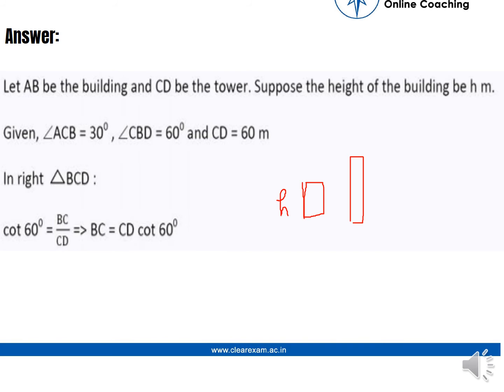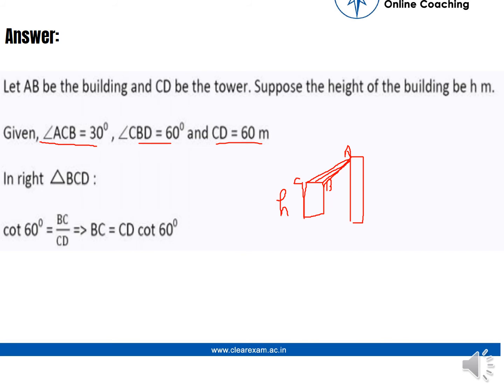So we have been given two angles. One angle is 30 degrees, one angle is 60 degrees, and we know the height of the tower is 60 meters. So in triangle BCD, we know this, A, C, B, and another angle.